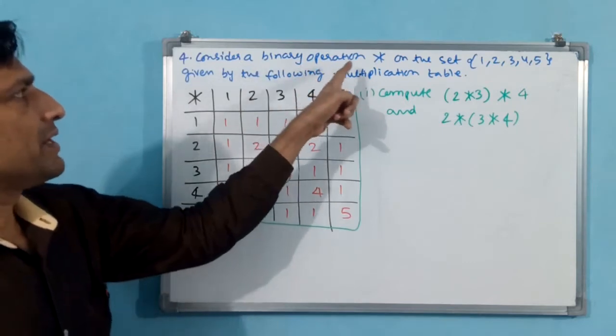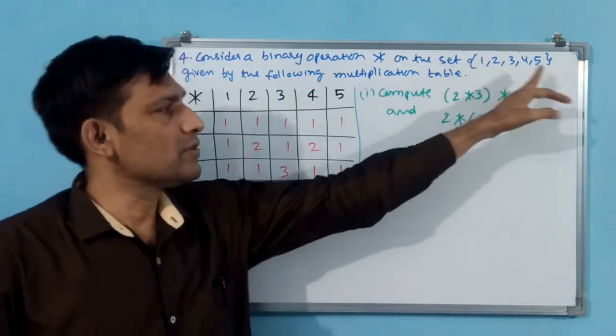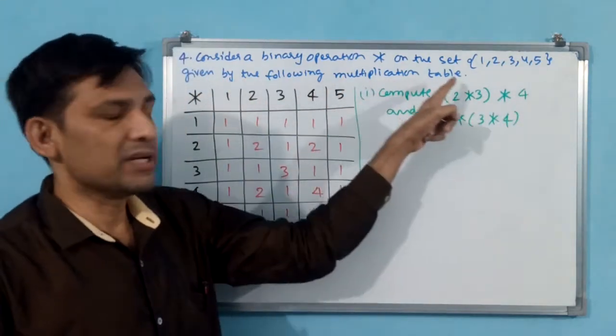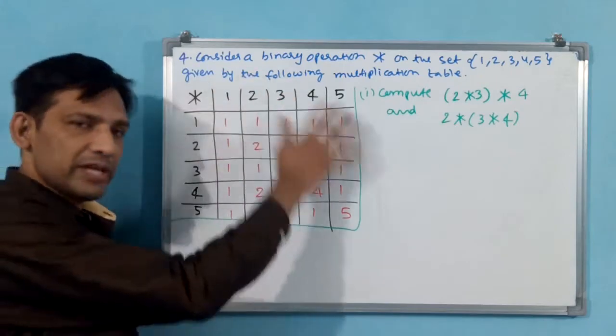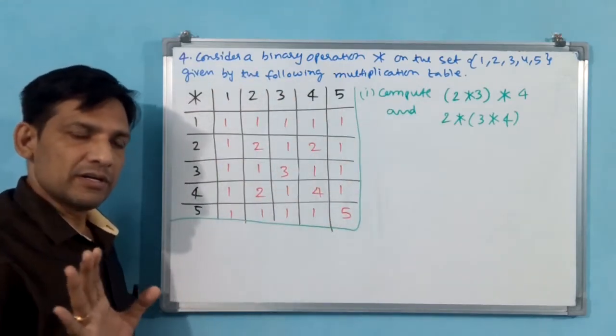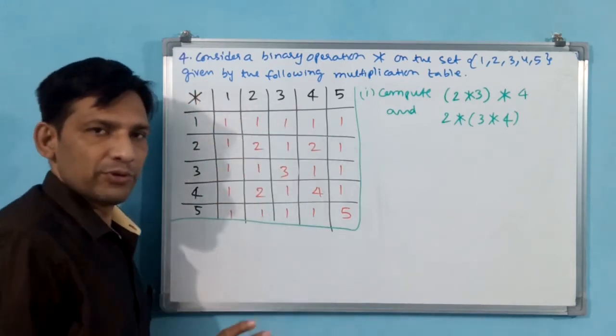Consider a binary operation star on the set {1, 2, 3, 4, 5}. Like earlier, only 1, 2, 3, 4, 5 they are giving, given by the following multiplication table. This time the table they have given. That means these values you did not calculate; they have given these values. But what is this property, we don't know.